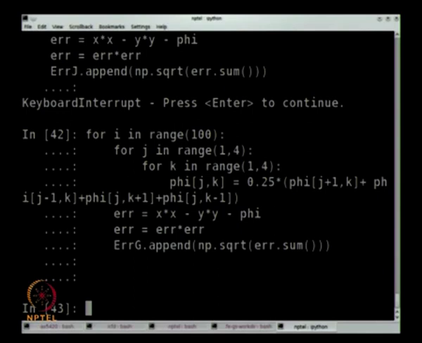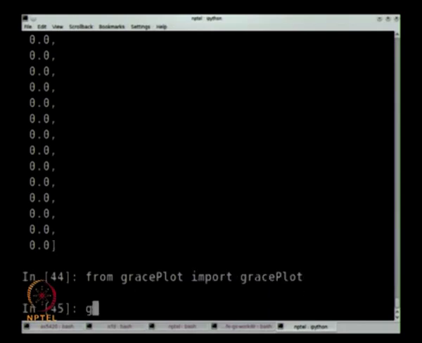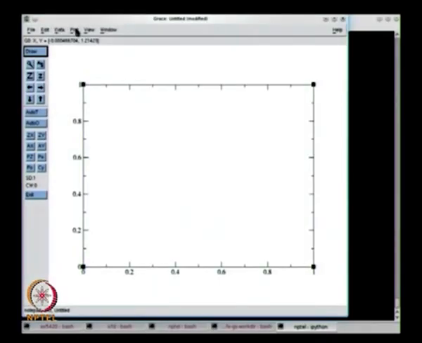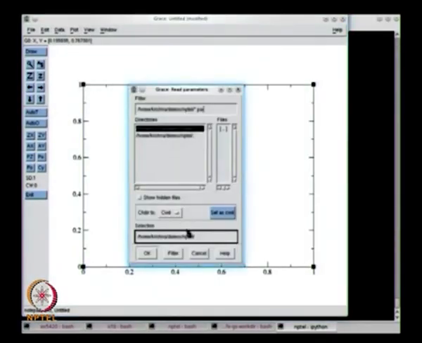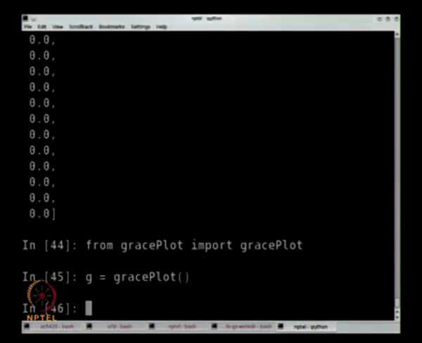Okay. So now we can plot these two and see what they look like. If you want to just see ERRG, a lot of zeros. Okay. Now we can plot these two. So from grace plot, I import my grace plot. I create the plotting utility. Cancel. And what do I want to plot? G dot plot.